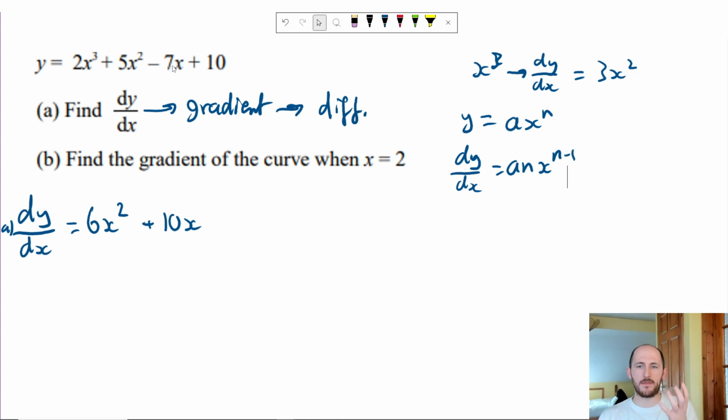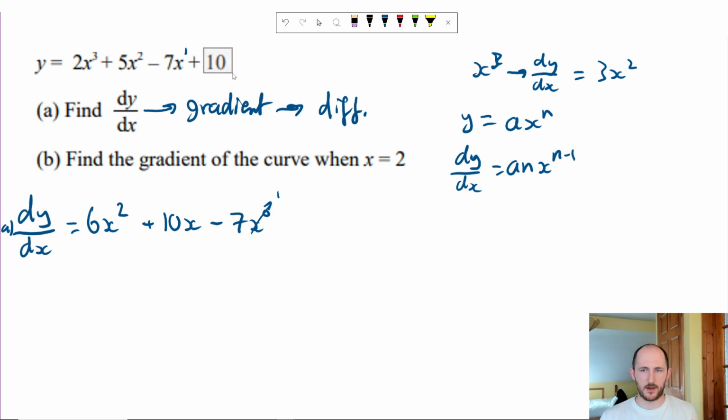Now you might be thinking, what about this? What about x? Well, x is technically to the power of 1. So that becomes minus 7x to the power of 0. But what is anything to the power of 0? It's 1. So it just becomes minus 7. If you differentiate anything that is just linear, if it just has a power of 1, you just get rid of the x. That's all that happens because it becomes x to the power of 0.